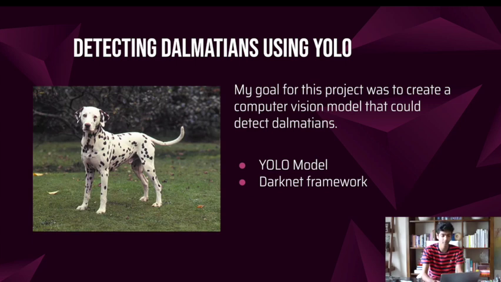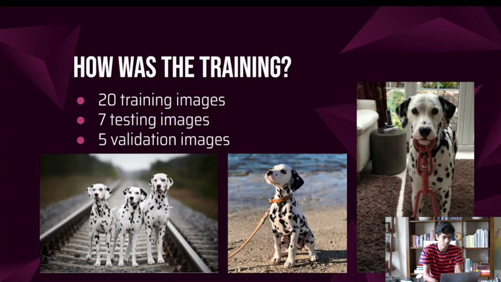So the goal of my project was to create a computer vision model that could detect Dalmatians within images. And for this project, I used the YOLO model, or You Only Look Once, which is an advanced CNN that can do object detection in real time within milliseconds. The YOLO model also comes with the DarkNet framework, which is a framework for these sorts of AI models. So how did the training go?